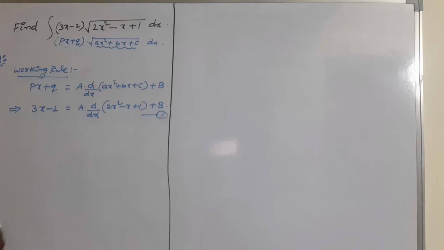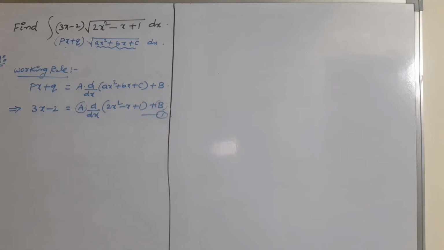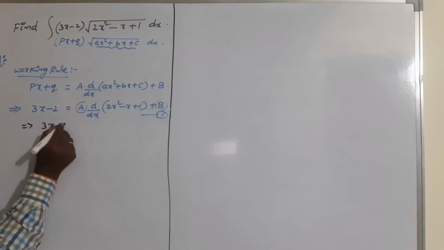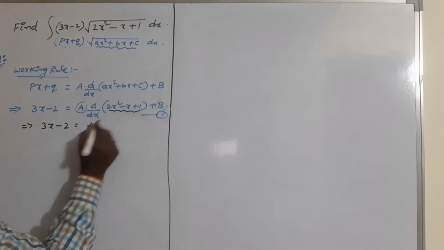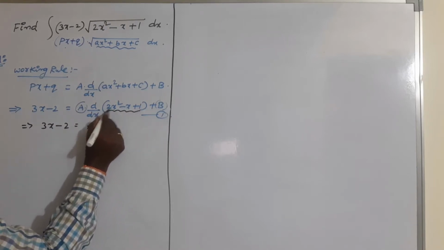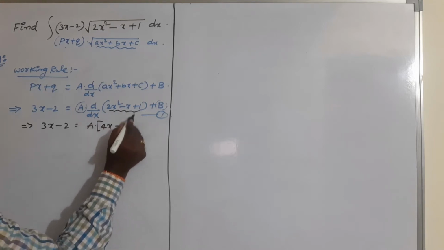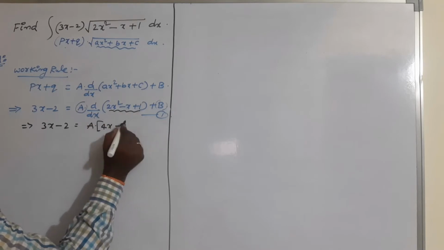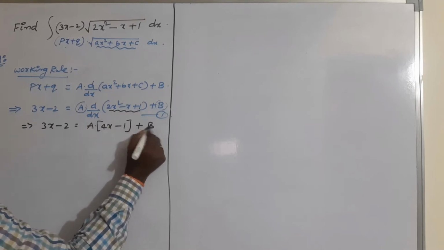Now first we should find out the unknown values capital A and capital B. This can be written as 3x minus 2 is equal to capital A into, write the derivative of this function. So the derivative of 2x square with respect to x is 4x minus 1, and the differentiation of 1 with respect to x is 0. It is not necessary to write plus 0 here, plus capital B.